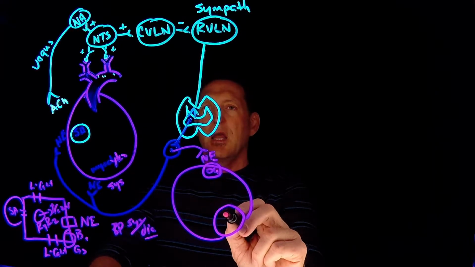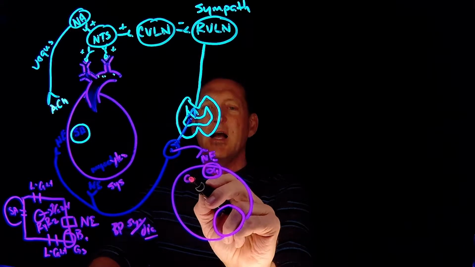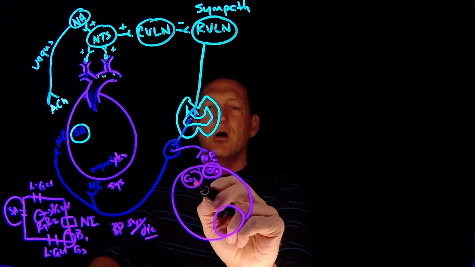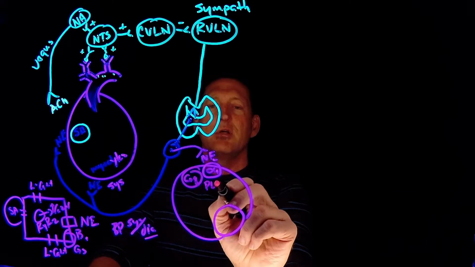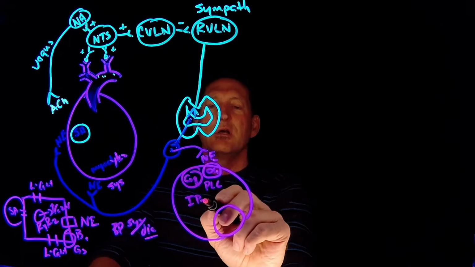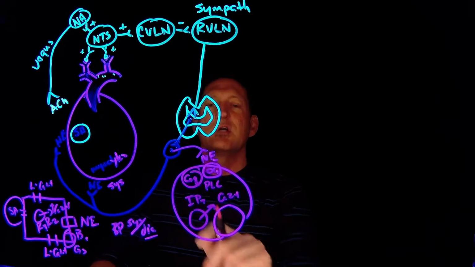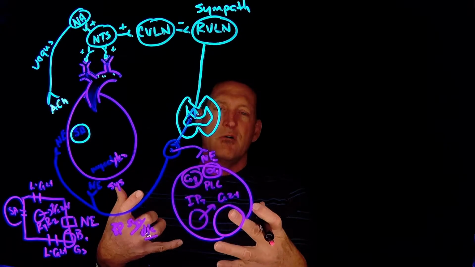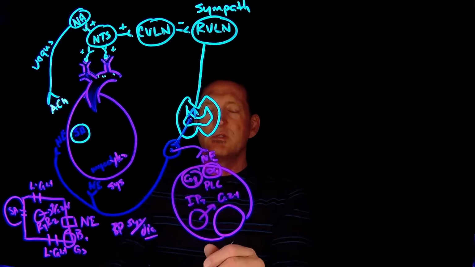And so I can increase my peripheral resistance by releasing norepinephrine onto an alpha-1 receptor, activating a GQ protein, and then once I activate that GQ protein, I activate my PLC, IP3, and then I get calcium release from the sarcoplasmic reticulum. And of course, that's going to cause vasoconstriction of the vessel, which is going to increase my peripheral resistance.